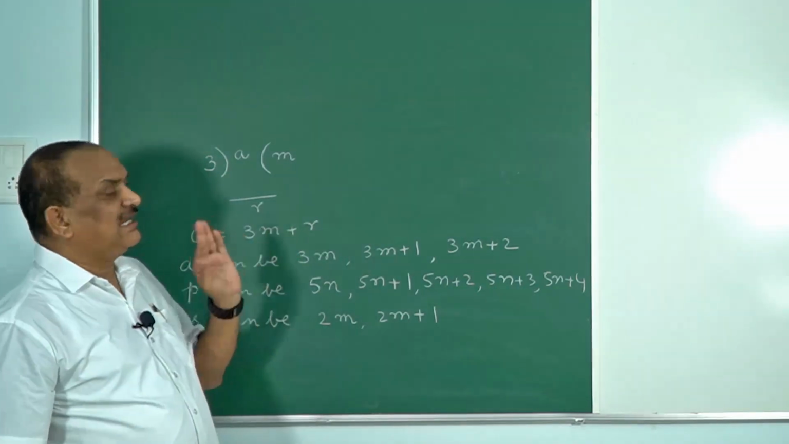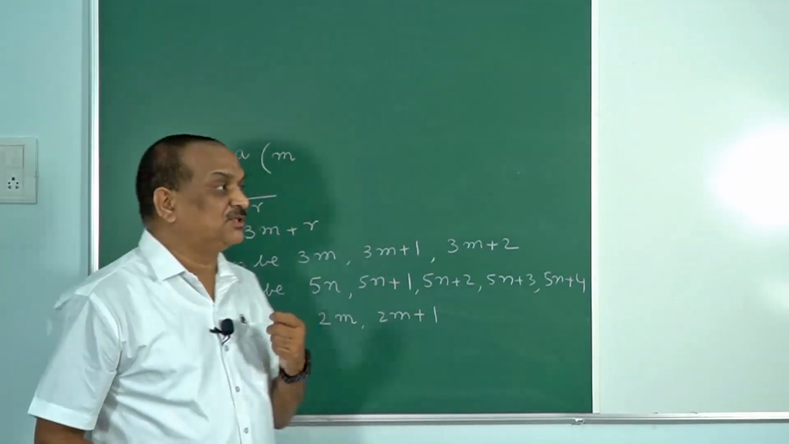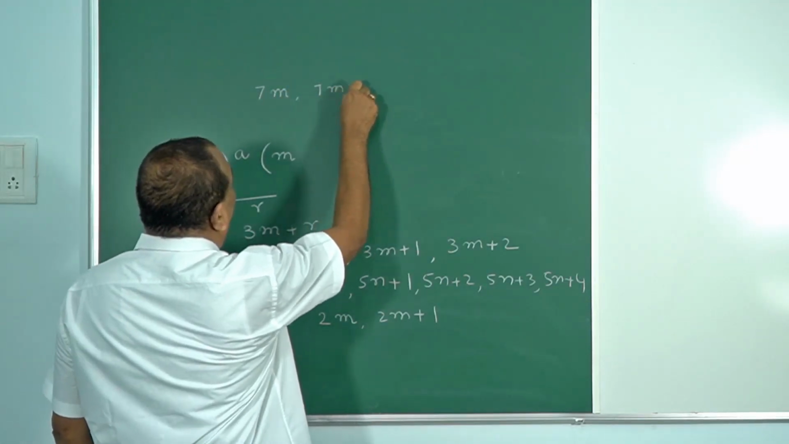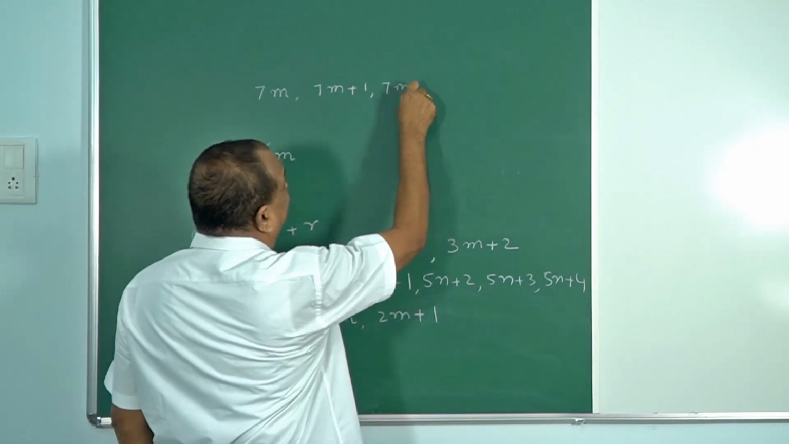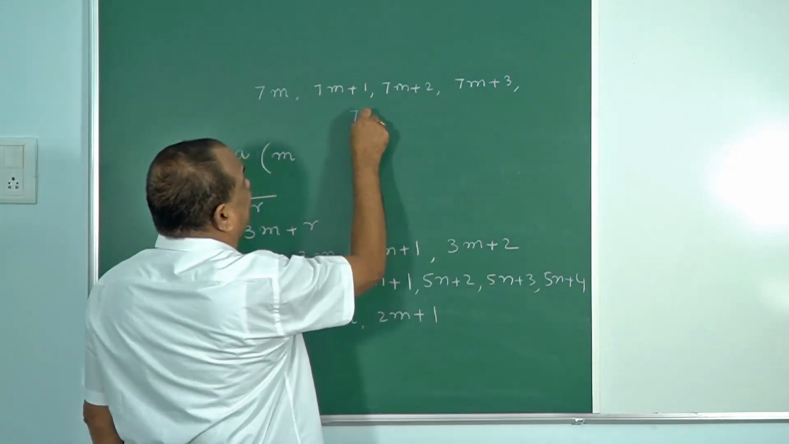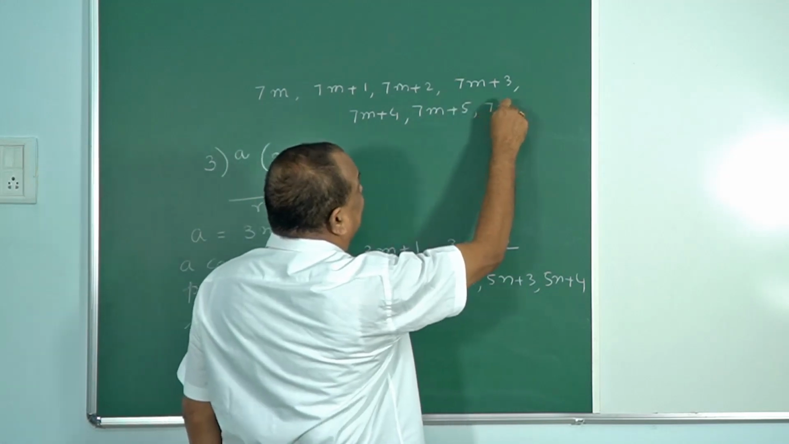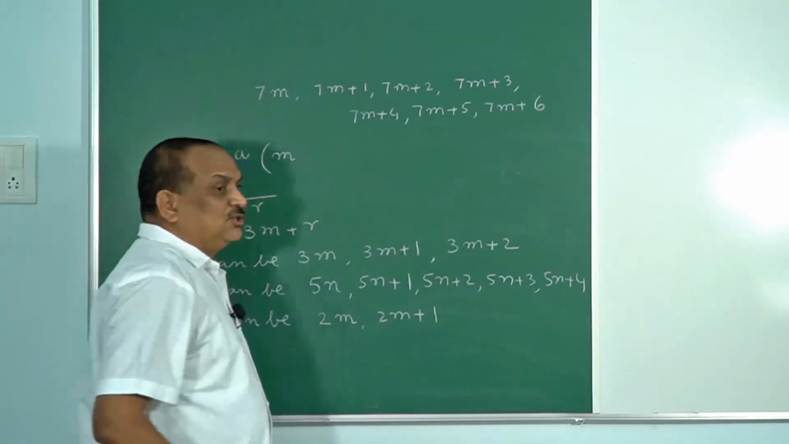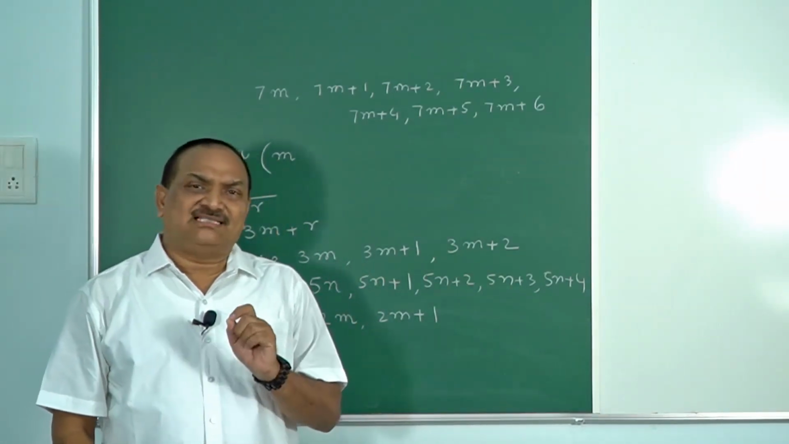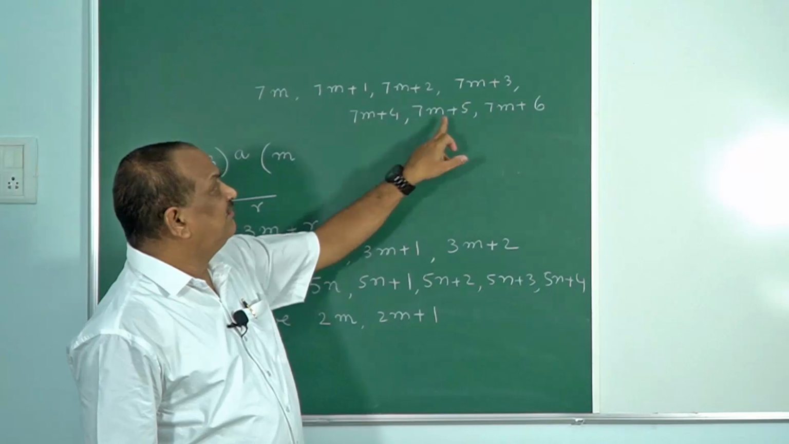Okay, let us try the last one. Suppose you are dividing a number by 7. There are 7 remainders possible. So it can be 7 multiple, and 1 as remainder, 7 multiple and 2 as remainder, 3 as remainder, and 4 as remainder, and 5 as remainder, and the last one 6 as remainder. So when a number, any integer for that matter, is divided by 7, obviously there are 7 remainders possible. No remainder, 1, 2, 3, 4, 5, 6.